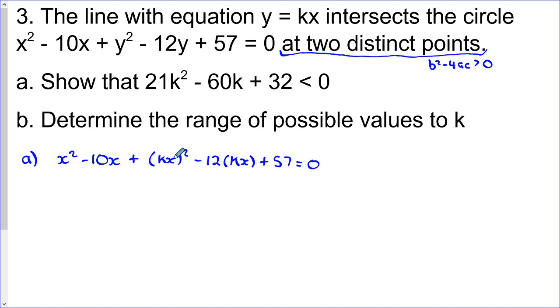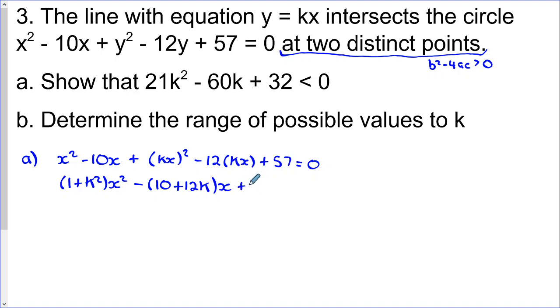Simplifying that, we can bring the x squared bits together. So this is x squared plus k squared x squared, or in other words, we factorize the x squared out. That's my coefficient of x squared now. Same thing here, from the x's, we're going to factorize an x out of these two things. So what I'm left with inside is 10 plus 12k. So that's my coefficient of x, so it's a plus because I took this negative out of this bracket. I need to make sure I've got a negative 10, which I have, and a negative 12, which I have.